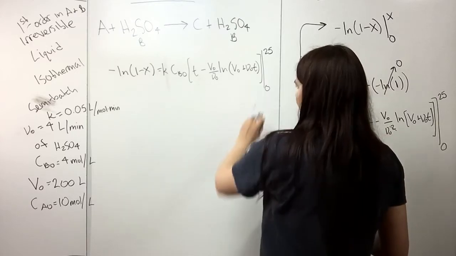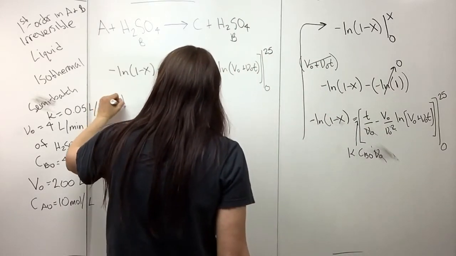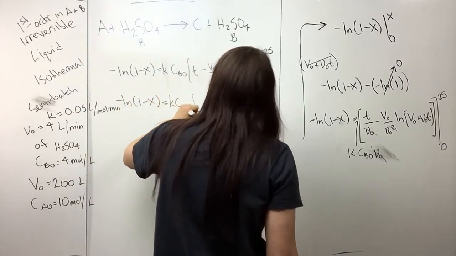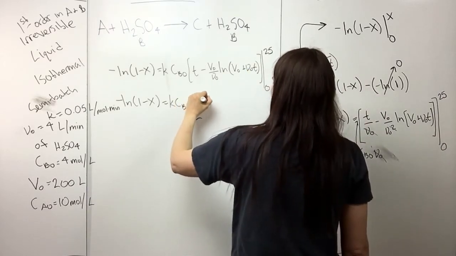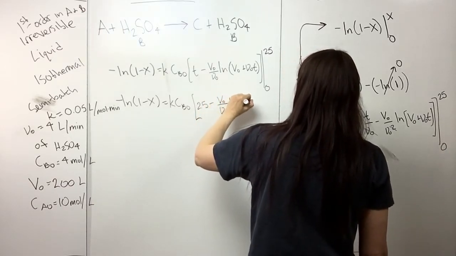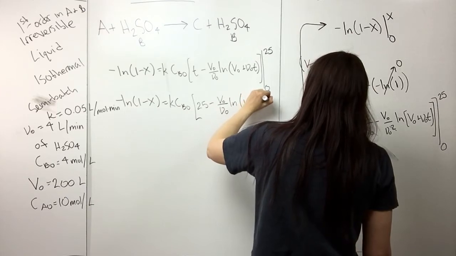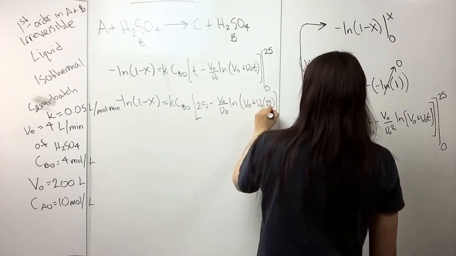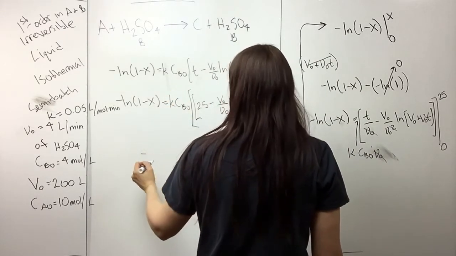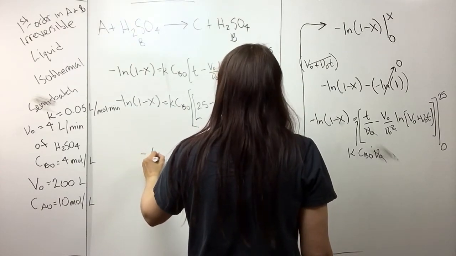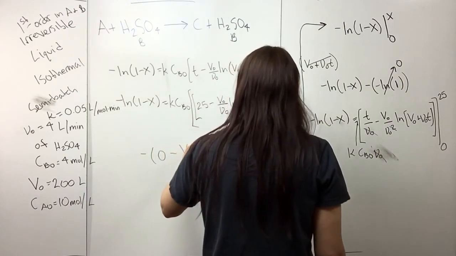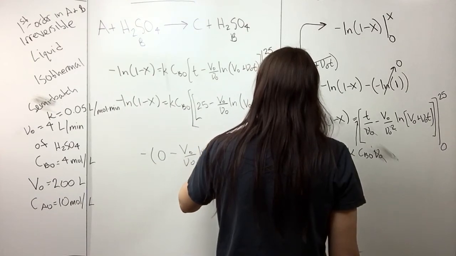Then if we go in and apply the limits, then you get minus ln 1 minus x is equal to K Cb naught, and the first one's 25, so this would be 25 minus V naught over V naught, natural log V naught plus V naught multiplied by 25, minus zero, because it's 0 this time, minus V naught over V naught, natural log V naught plus 0.